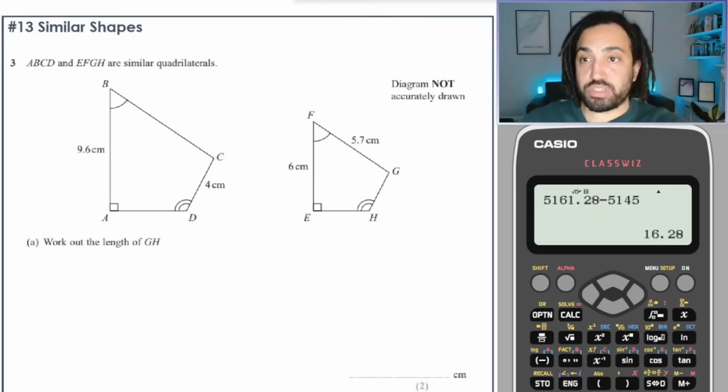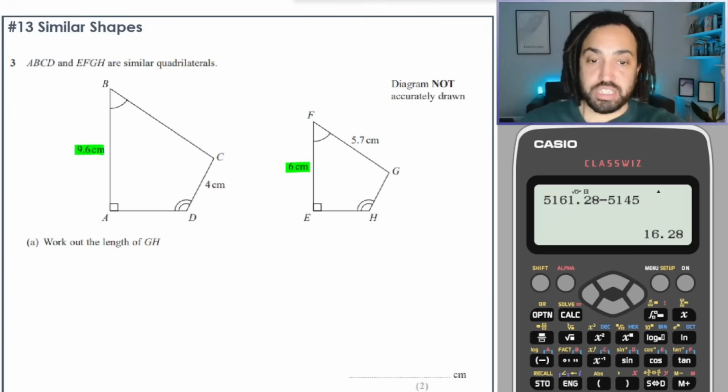Similar shapes. We need to find a common corresponding pair of sides, and these two are corresponding, so we can find the scale factor by doing the larger one divided by the smaller one.